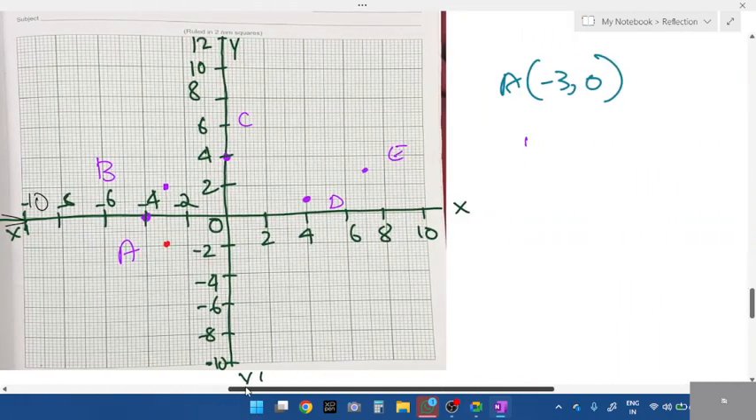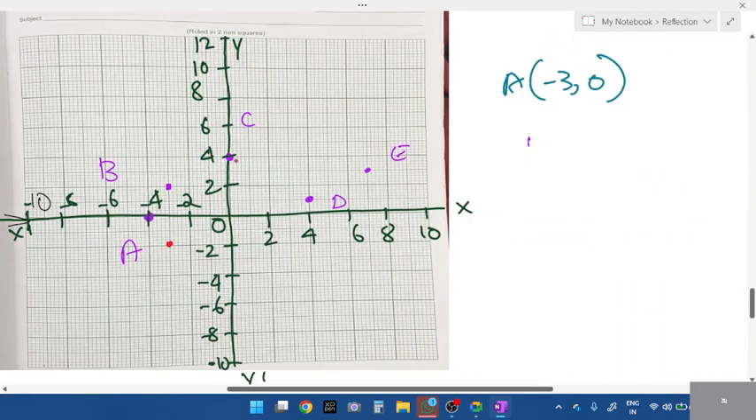B, C, D, E. C. Where should I plot C? If X is the mirror, it's on 4. Positive 4 becomes negative. Very good. What about D? Just half a line. Where should I plot D, students?